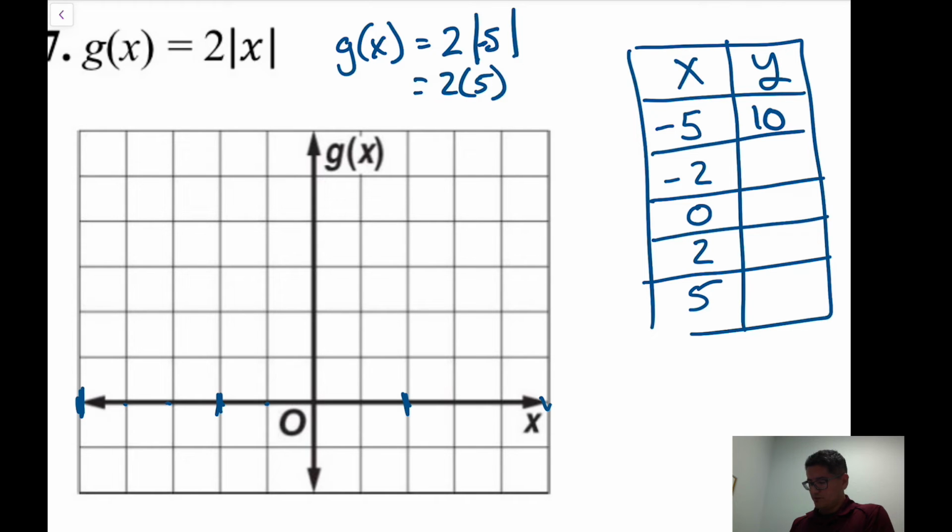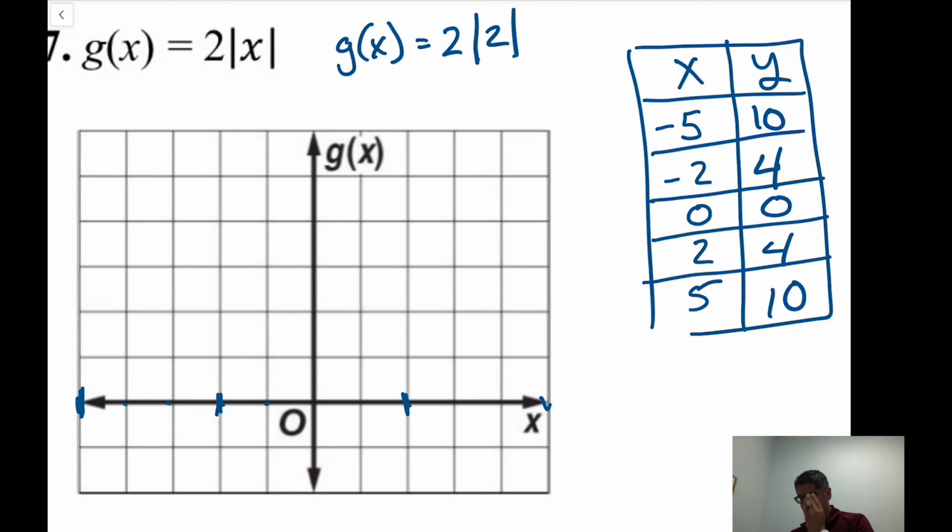Now let's jump to what it would be if I had +5. What's the absolute value of +5? Well, it's 5. So 2 times 5 is 10. Okay, let's continue. How about the absolute value of -2? The absolute value of -2 is +2, so it's 2 times 2, which is 4. And I think you're getting the idea here. The absolute value of +2 is 2. 2 times 2 is 4. And what's the absolute value of 0? Well, it is 0. 0 times 2 is 0.